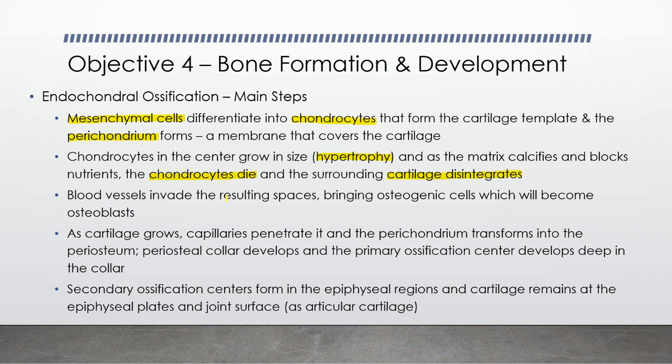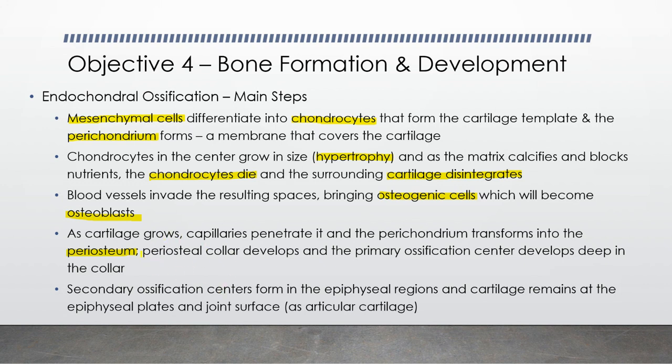Now, as the blood vessels invade those spaces where those cells are dying, they're bringing those precursor to bone cells, your osteogenic cells, and then your osteogenic cells will become your osteoblasts. And so the cartilage is going to continue to grow, the capillaries are going to penetrate. The perichondrium, which was around the outside of the cartilage, is going to become the periosteum, which is going to be the outside of the bone.